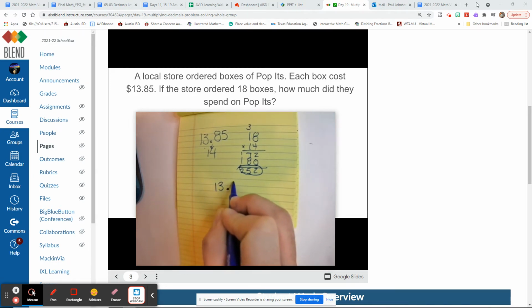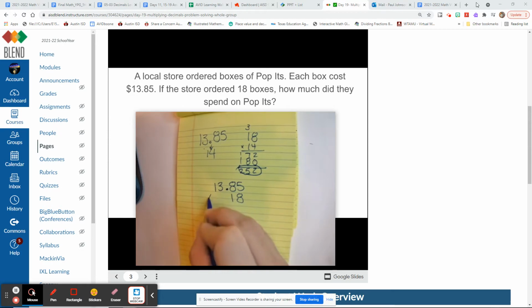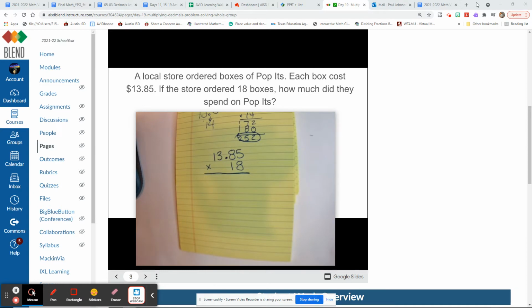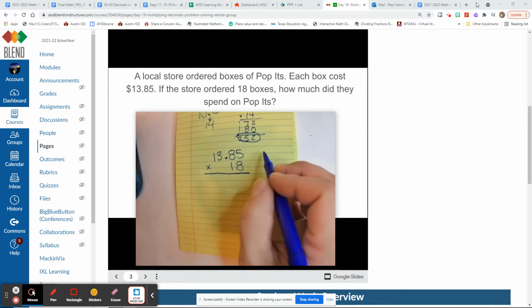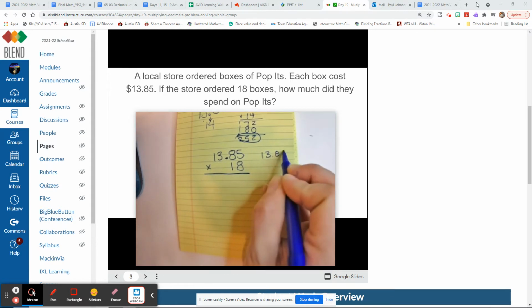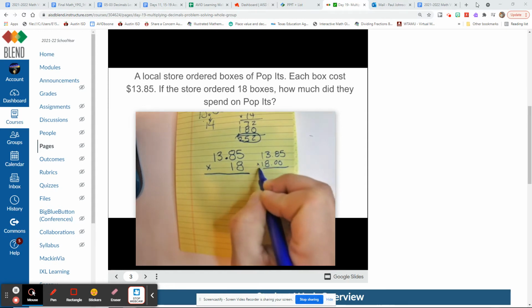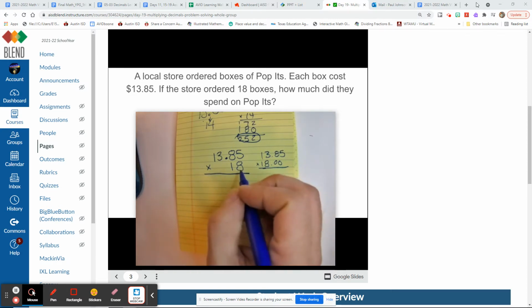We have $13.85, right? And then we're multiplying that times 18. So I know it looks weird because you're thinking, well, the place values aren't lined up. Remember, if you lined up place values, you're giving yourself a 4-digit by 4-digit problem, and we just haven't learned how to do that. Plus, that takes a really long time, and you'd get the same answer, but you'd have to do way more work, like too much work. All right, so let's just do it this way.